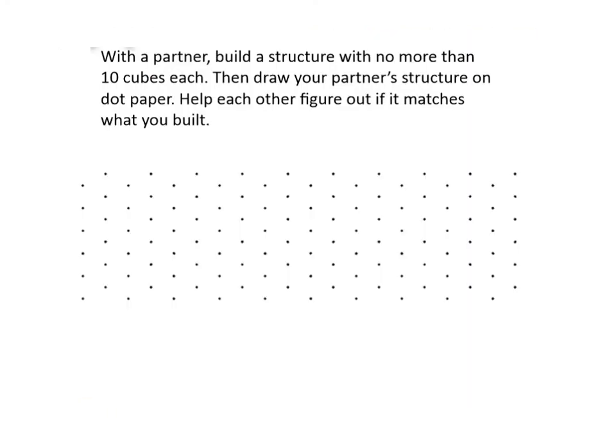Now what I'd like you to do is, if you're in school, do this with a partner. You're going to build a structure with no more than 10 cubes each. Then you're going to draw your partner's structure and help each other figure out if it matches what you built. So you're going to build with the cubes, then you're going to draw on here. Now if you're not in school and you don't have cubes, I'd like you to try to draw a figure that has no more than 10 cubes. So it might be a 3 cube or a 4 cube. You're going to use your isometric dot paper to draw a structure that has no more than 10 cubes.